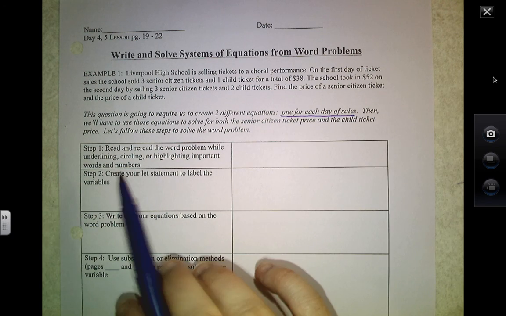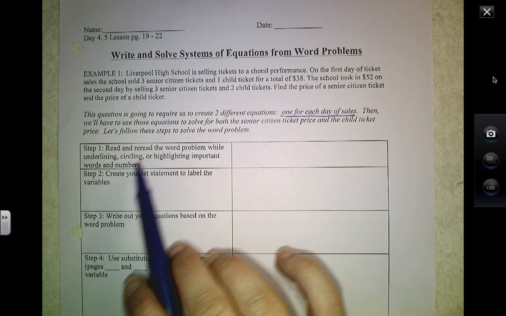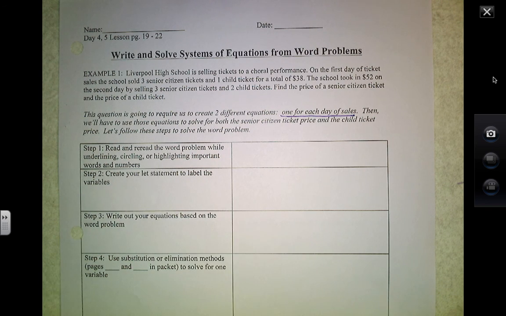So we read the problem. We're going to reread and highlight some important things. As we reread here, I'm going to grab 2 different colors of highlighter. I suggest you have 2 different colors because you're going to write 2 different equations, so you can have a color for each equation.